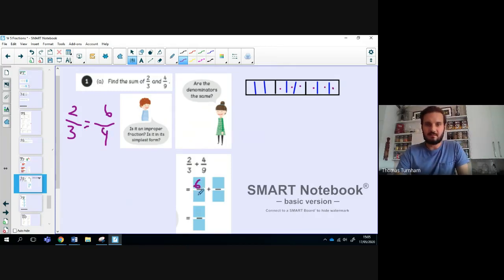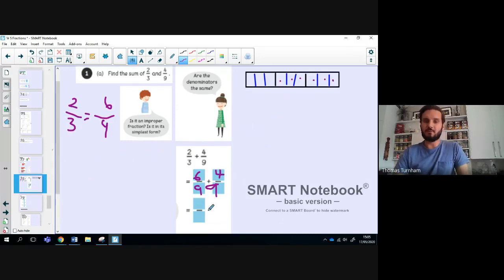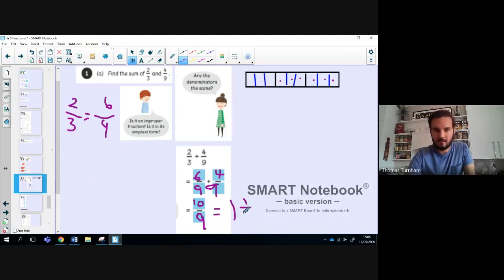So now we can do 6/9 plus 4/9 equals what? Well, the 9 is the same, so 6 plus 4 is 10. So 10/9. Does that make sense? Yeah, it makes sense. It's an improper fraction. So I could also simplify it down and write it as 1 and 1/9.